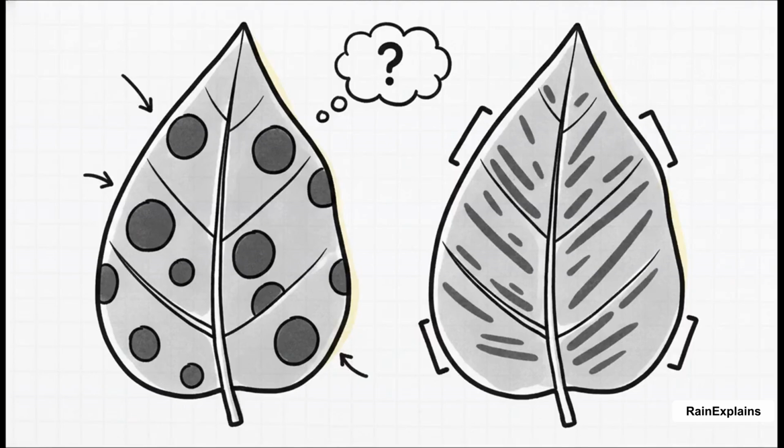And here's a fantastic pro tip. Fungal leaf spots typically cross right over the leaf's veins. But bacterial spots, they are physically blocked by the veins, creating distinct, sharp, angular streaks rather than round circles. Such a cool detail to look out for.